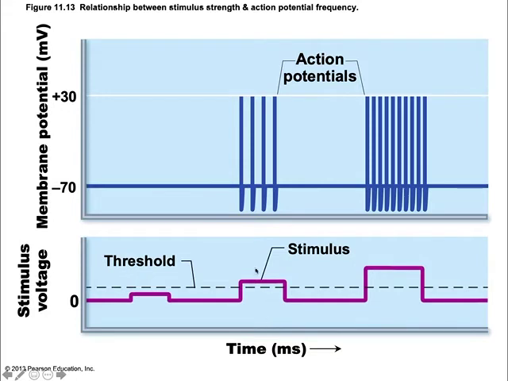Now, the stimulus strength will determine how long that section of the membrane, let's say the hillock, is going to stay at or above threshold, right? The stronger the signal, the longer we're going to stay above threshold, the more frequently we can open those sodium gates and fire those action potentials. See the strong stimulus here? Bang, bang, bang, bang, bang, bang, bang, one right after the other.